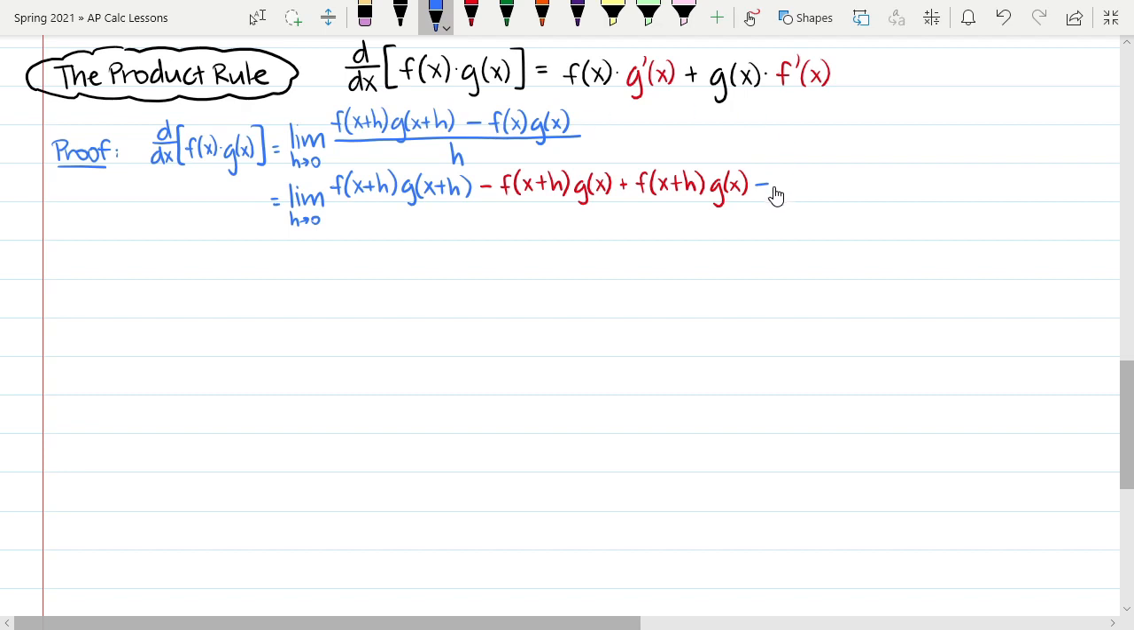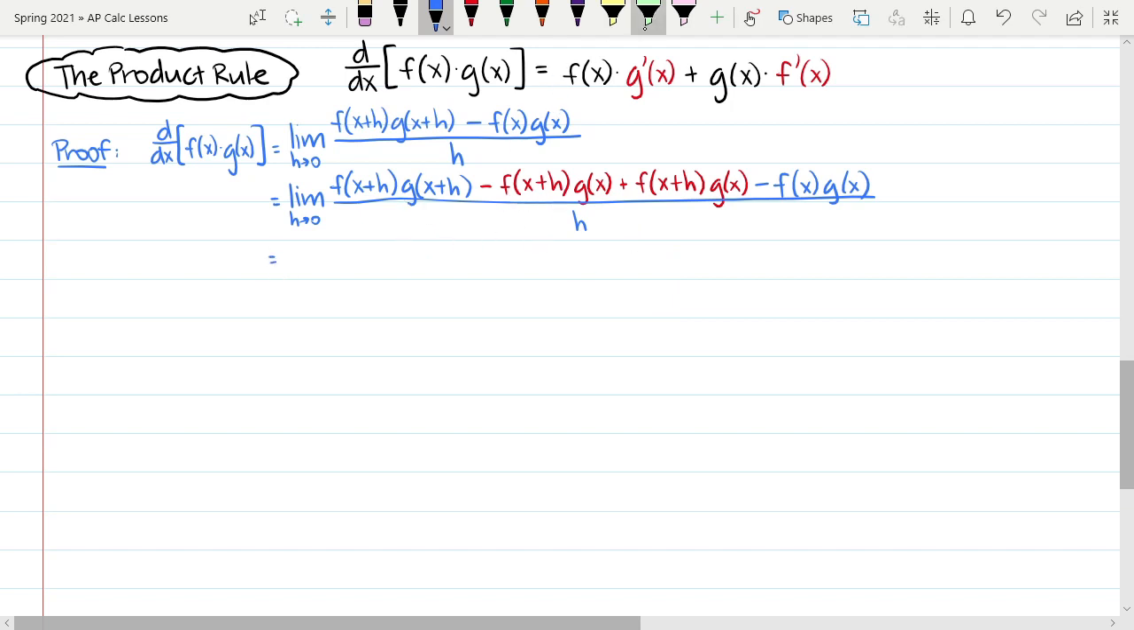And then don't forget, we still have that minus f of x times g of x, and this is all over h. Now again, if you notice what I just subtracted and then added, those cancel each other out. So that is technically a 0. And because I've technically just added a 0, this is still equivalent to the previous function. Now the reason I did that, I'm now going to do a couple of things.